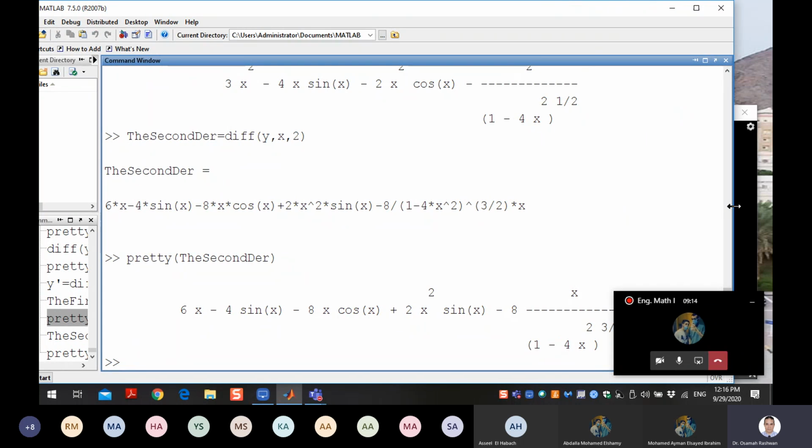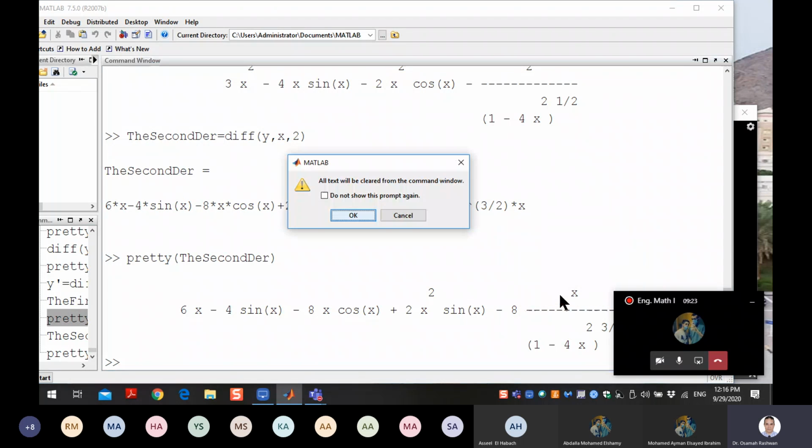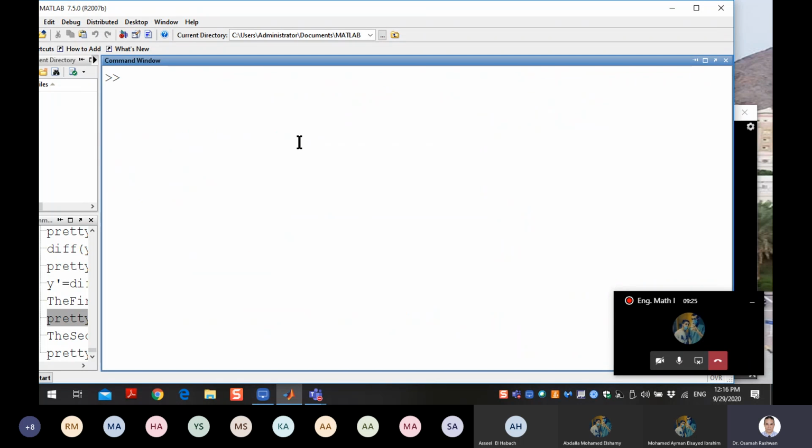Now this is the second derivative. Okay. Catch the point? So what did you hear? You know now. I repeat it again. First, you have to define your independent variable by the command syms, and you leave a space and x. If you have more than one, you leave a space and type that second one, right? I have only one. Semicolon to stop it not to take any action, right?